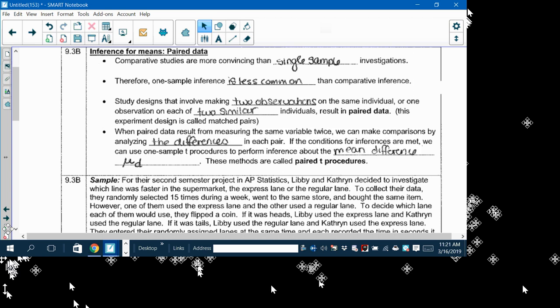So when paired data result from measuring the same quantitative variable twice, if the conditions for inference are met, we can use one sample t procedures to perform inference about the mean difference, which is mean sub D. These methods are called paired t procedures.